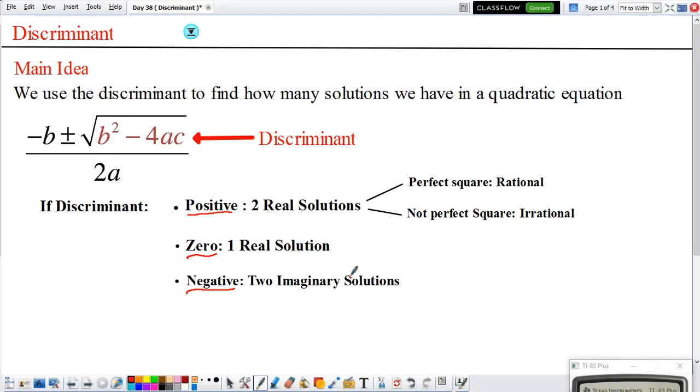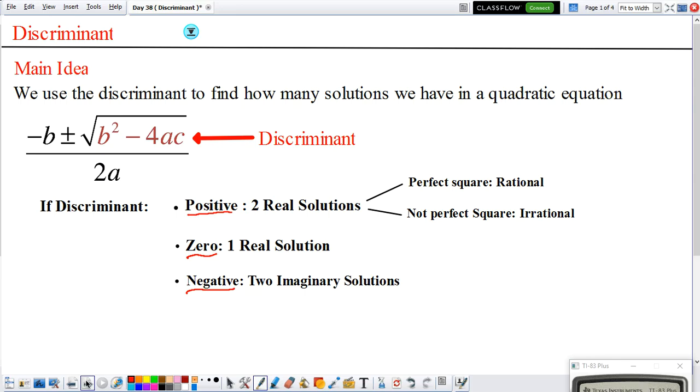Okay. So the process is we take the discriminant. We see if we have positive, 0, negative. If it's positive, then we need to see if it's a perfect square or not. If it's a perfect square, then we'll have two real rational solutions. If it's not a perfect square, it's two real irrational solutions. If it's 0, we just have one real solution. And if it's negative, we got imaginary solutions.